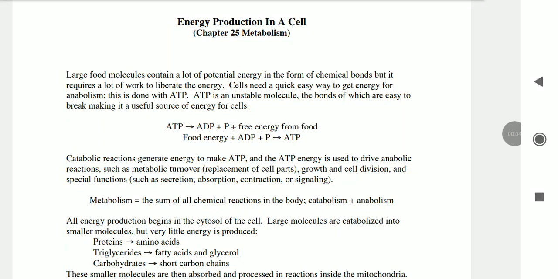Hello everyone, this is an audio recording for visually impaired students. Today I am going to read a chapter named Energy Production in a Cell.